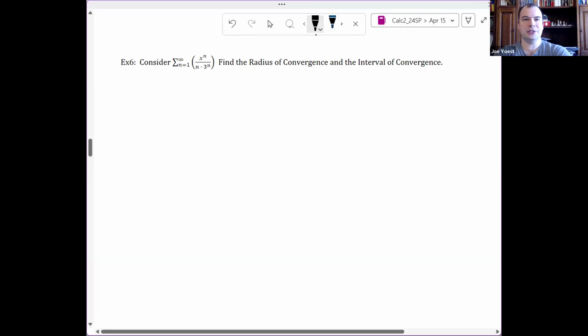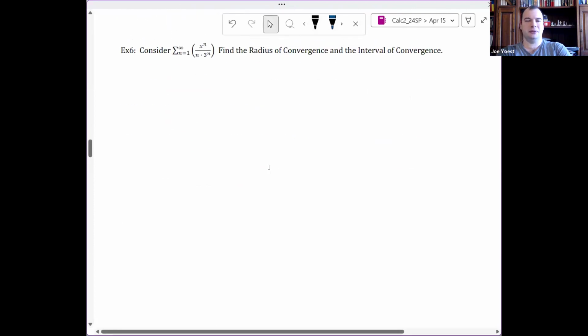As an aside, we're also getting some practice on our previous series work here. When we have to check these endpoints, which we haven't had to do in a couple of problems, we get practice on other tests for convergence. So here we have the sum n equals 1 to infinity of x to the n over n times 3 to the n. Let's check the radius of convergence and interval of convergence.